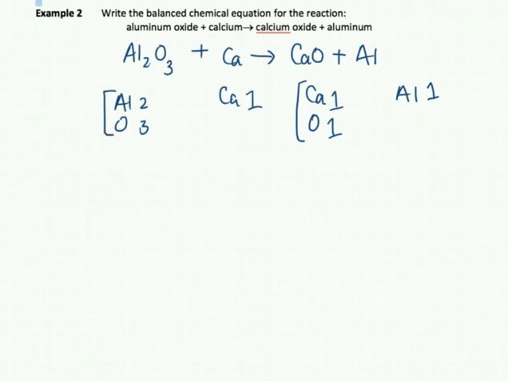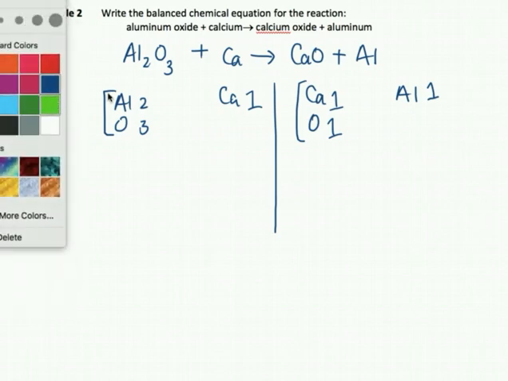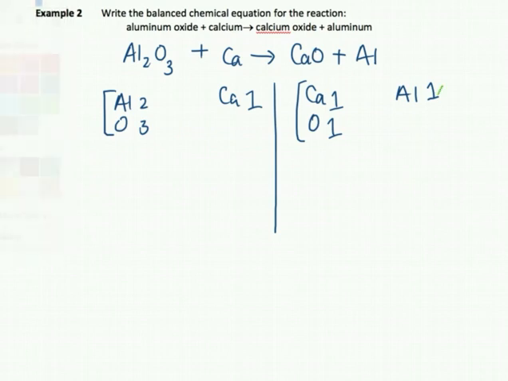Okay, so right now, going back and forth here, a couple aluminums. So we need to balance out the aluminums. I'm going to multiply this one up by 2. Okay, so now we both have 2. Calcium looks good. Oxygen doesn't look good on this side. We need 3, so I'll multiply this by 3. But if I do that, I need to multiply this by 3.